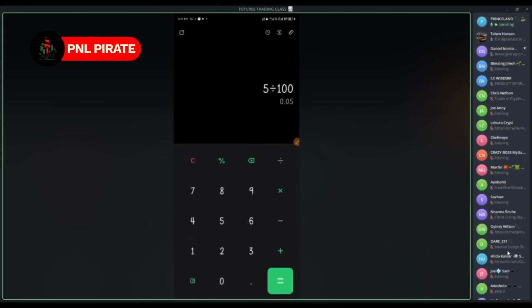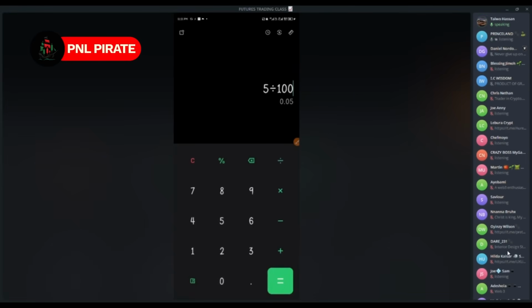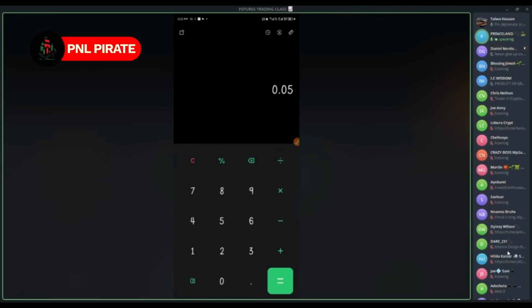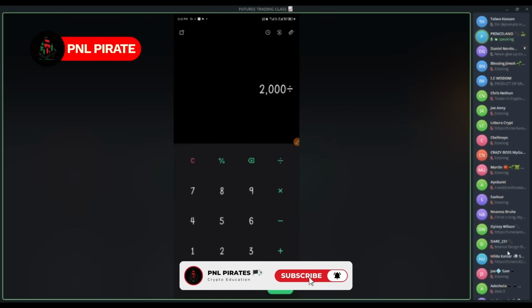I will explain. 5 divided by 100. Can you guys see my screen? Yes, boss. Now, 5 divided by 100 is 0.05. I have $10 in my trading account, times 10. It means I am going to open a trade with $0.5, meaning that for me to get liquidated, this trade must go against me 10 times 2,000. That is 2,000 divided by 10. It must move against me 200 counts from my point of entry.